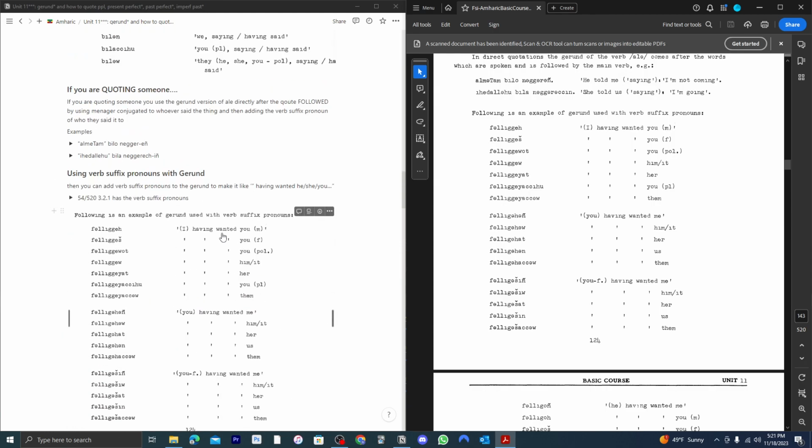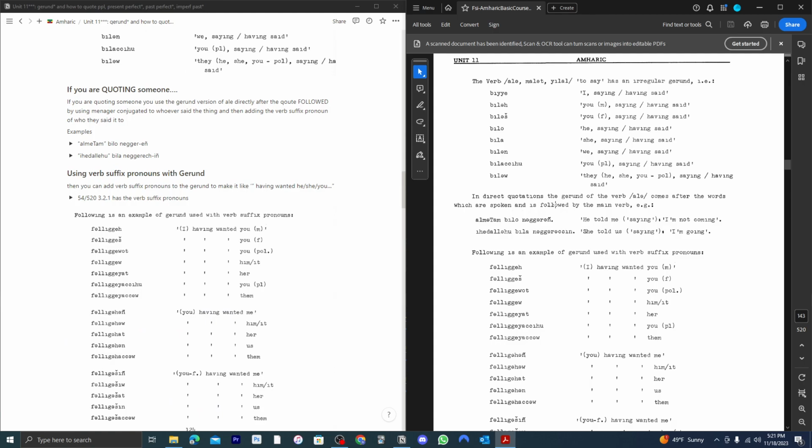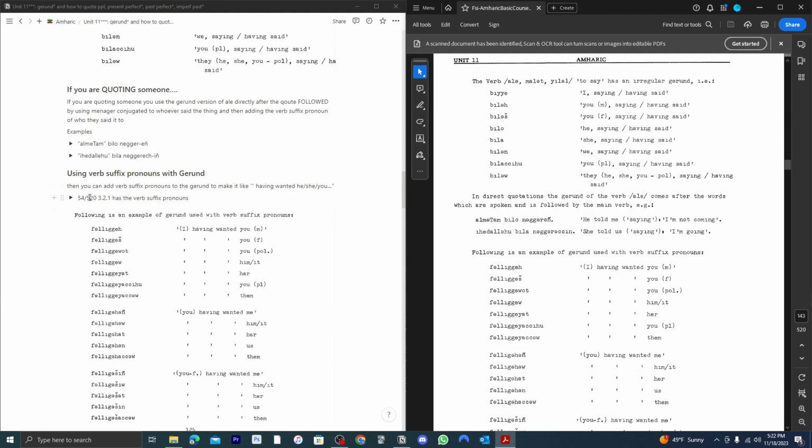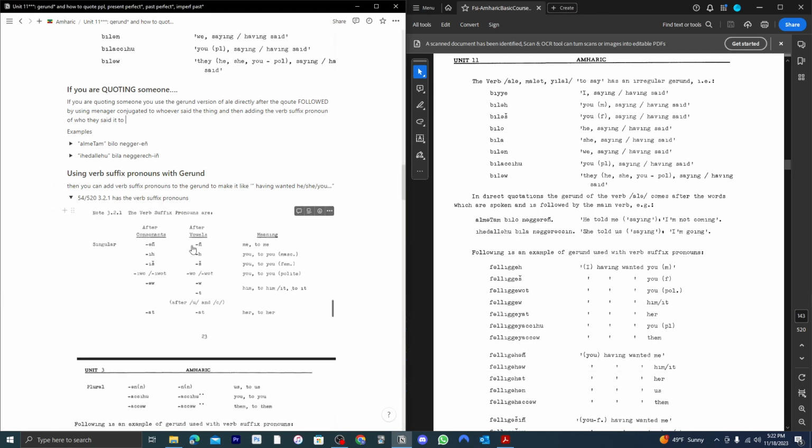Yes, the last part is the verb suffix pronouns. Let me not get confused. I think you just add it to the end. Yeah, you basically just add them to the end. Here are the verb suffix pronouns. H after vowels, N for yourself, EN after consonants, just the thing by itself, A after consonants, H for you male, you female.